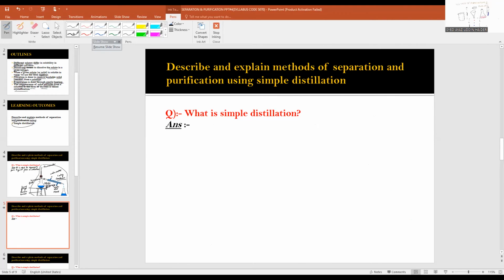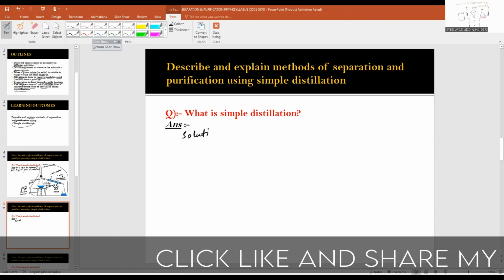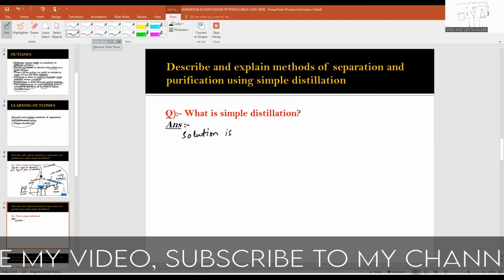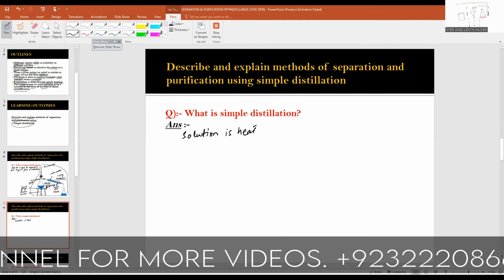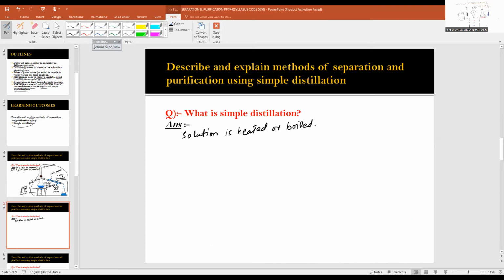Now let's talk about the process of simple distillation. First, the solution inside the flask is heated or boiled. Anti-bumping agents are added to have smooth boiling or to avoid the violent reaction inside the flask.